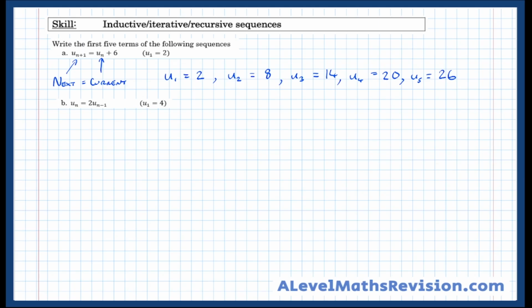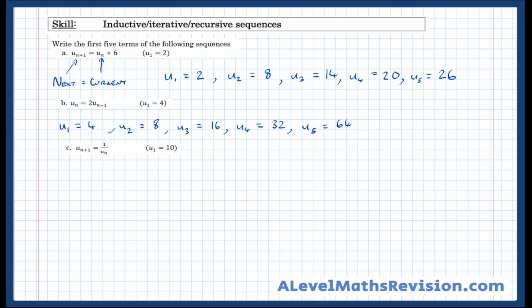So let's have a go at this one. So the next term is the previous term times 2. So u1 we're told is 4. u2 is 2 times that, equals 8. u3 is 2 times that, which is 16. u4 is 2 times that, which is 32. And u5 is 2 times that, which is 64. And hopefully you can notice here that this is a geometric sequence. So this is an alternative way of writing the terms of a geometric sequence. The next term is a common ratio times the previous term. So let's do another.